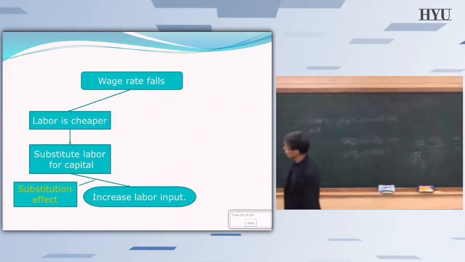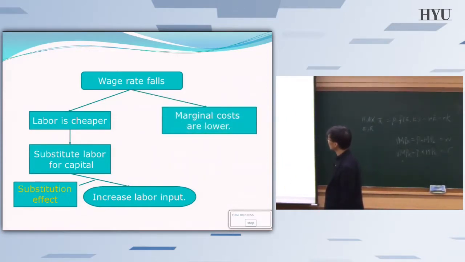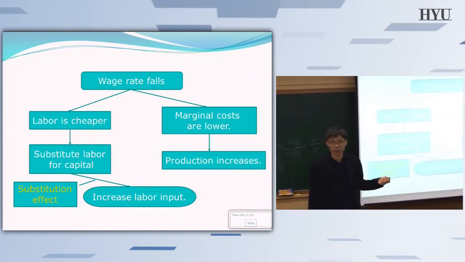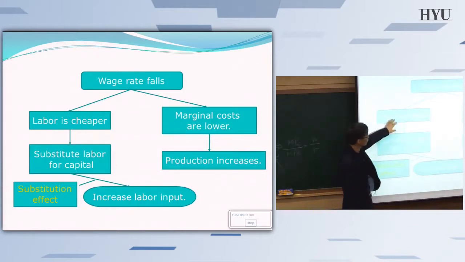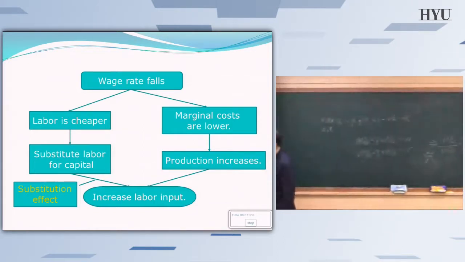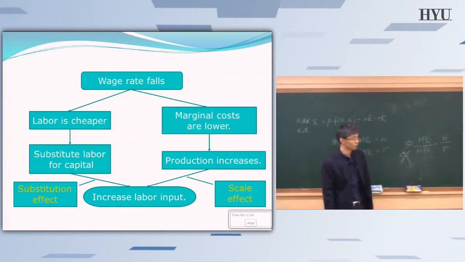Anyway, so this part, it will increase labor input. But the other, okay, this we call it substitution effect, okay, for obvious reason. The other one is that now wage rate falls, then we saw in the output diagram, the marginal cost is lower, okay? So they will produce more. So production will increase. So that means that even if you don't think of this part, only because they produce more, they will hire more workers to produce more. Okay? So that means it will increase labor input too. Okay? So in both directions, the results are the same. Okay? In this part, we call it scale effect.